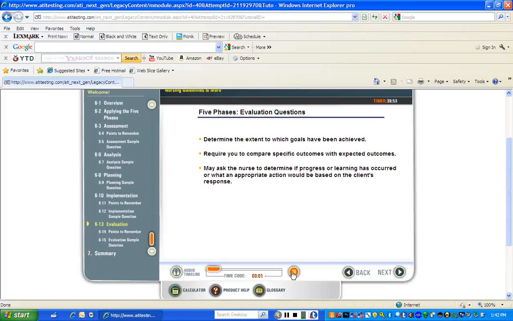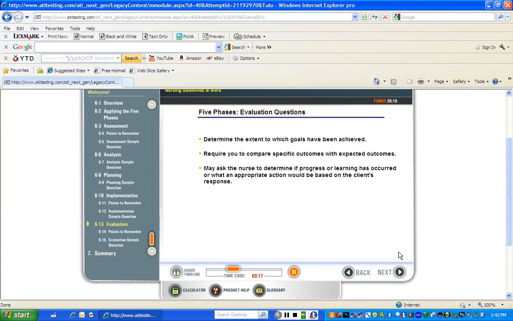Since the final phase of the nursing process is evaluation, we will look at evaluation questions last. Remember that during the evaluation phase, the nurse must determine the extent to which goals have been achieved. Therefore, evaluation questions require you to compare specific outcomes with expected outcomes.